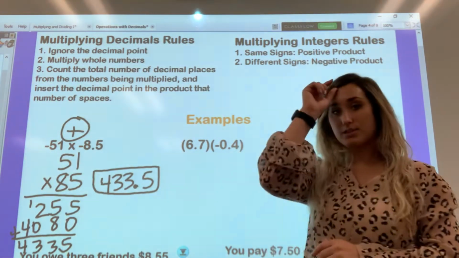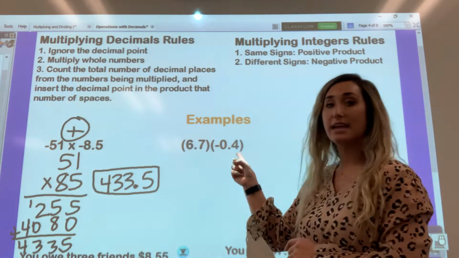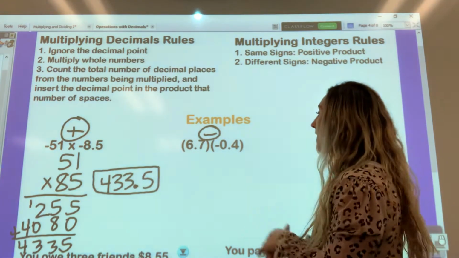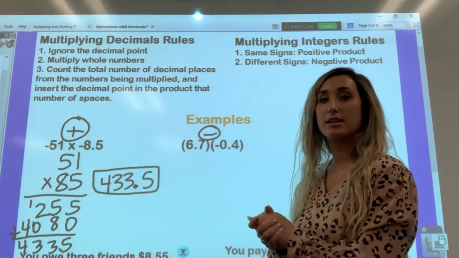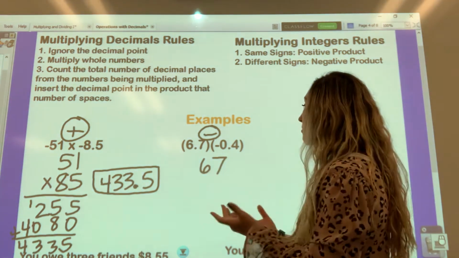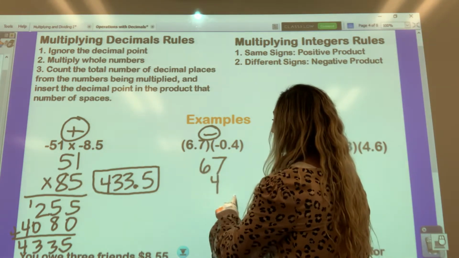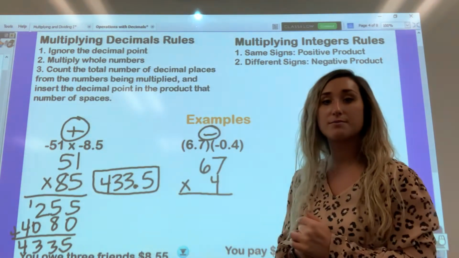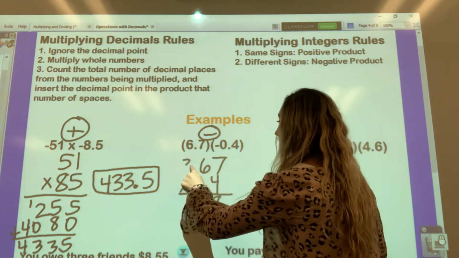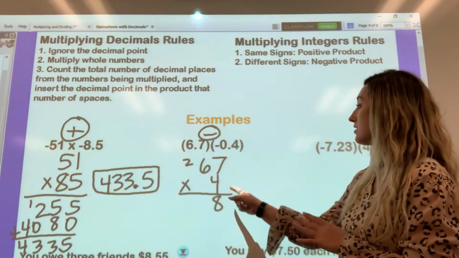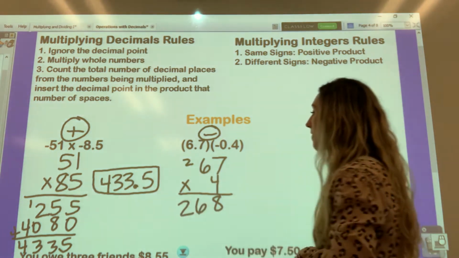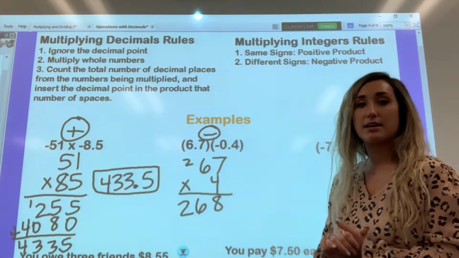All right, let's take a look at this one. We have a positive times a negative. So right off the bat, we should know that our answer is going to be negative. And now let's multiply the decimals, ignoring the decimal point. So 6.7 can just be considered as 67. 0.4, you can write 0.4, but really you just need the 4 there. So really we're doing 67 times 4. 7 times 4 is 28. So 8 carry the 2. 6 times 4 is 24, plus 2 is 26. So we get 268 as our answer.